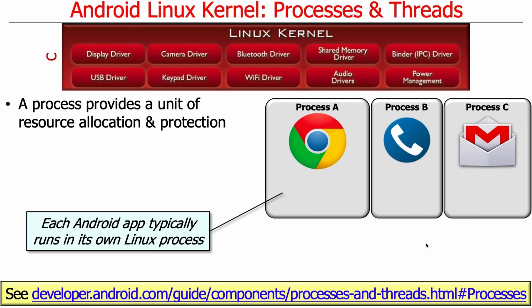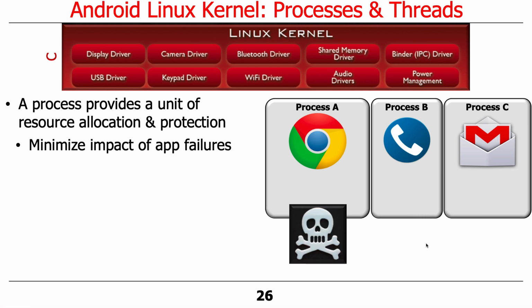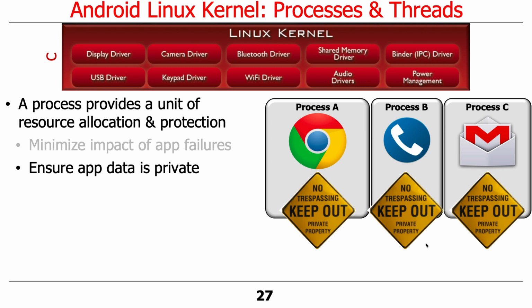Each app in Android typically runs in its own Linux process. There are ways around that, but that's a good way to think about it. If one app crashes, that shouldn't affect the other apps because they're not sharing anything directly. If they're sharing anything, it's through inter-process communication mechanisms. So it makes your systems more resilient. The data in each of the apps is private, so one process can't stomp on another process's data.